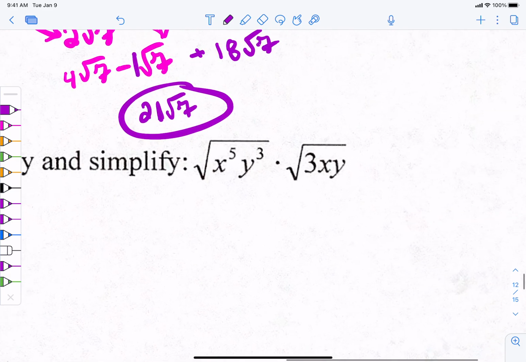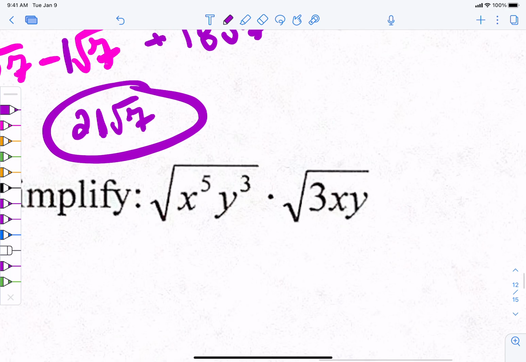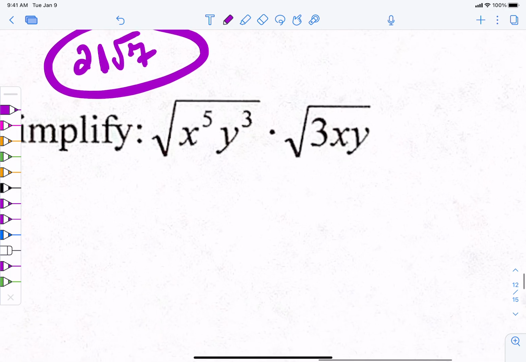14. We can multiply them together even if they don't have the same base. We can multiply them all we want. So if I multiply those guys together, we will have the square root of what?